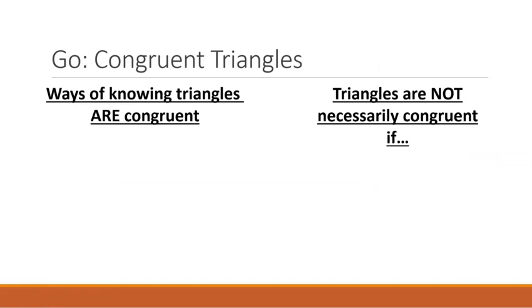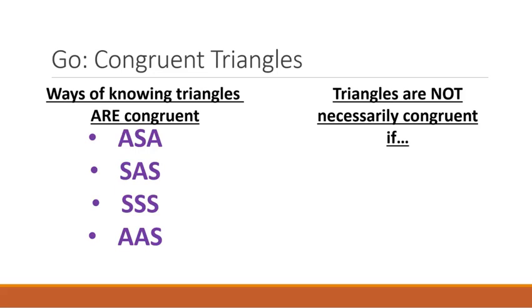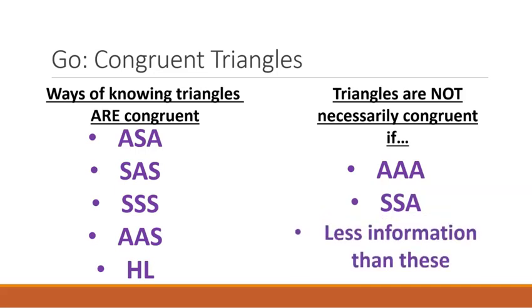In the Go, we will look at congruent triangles. Recall that there are ways of knowing that triangles are congruent, such as angle side angle, side angle side, side side side, angle angle side, and finally hypotenuse leg. If you are not given this criteria when looking at two triangles to determine if they are congruent, you may not necessarily know that they are congruent if you have been given all three congruent angles, side-side angle, or less information than any of these.